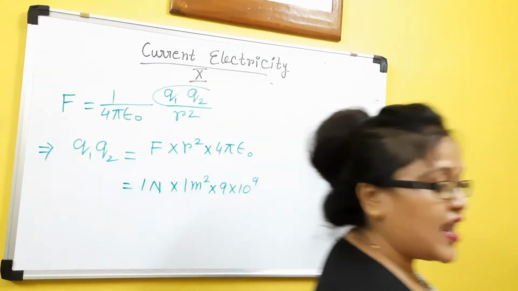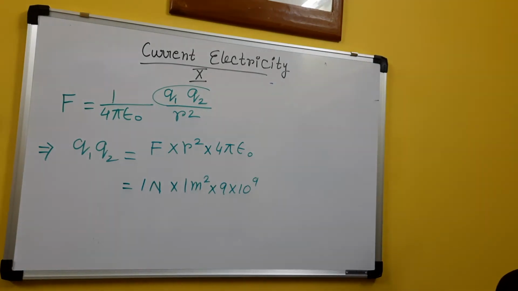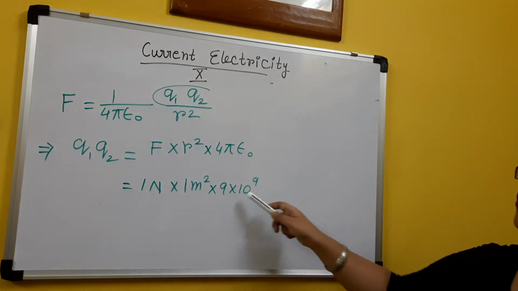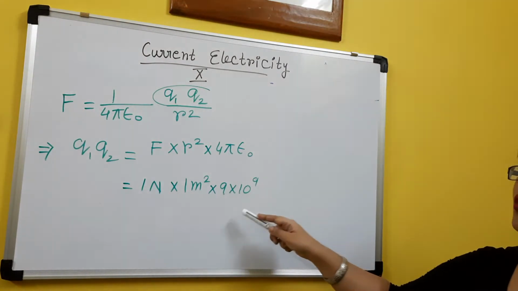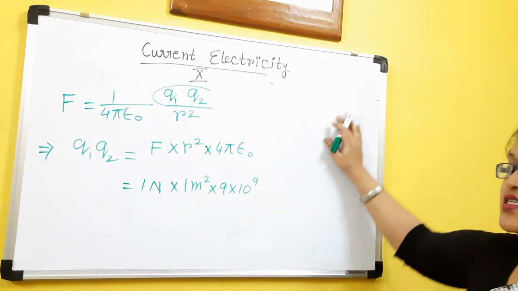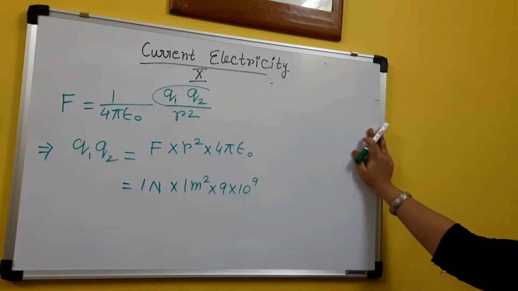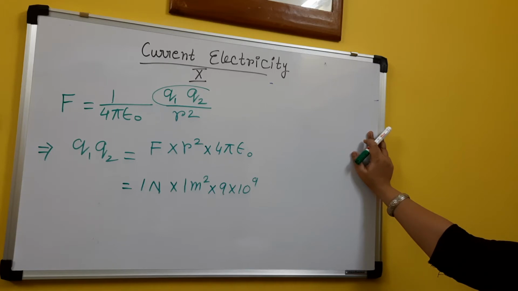So 1 Coulomb is that quantity of charge which, when placed 1 meter away from another equal charge, experiences a repulsive force of 9 into 10 to the power 9 Newton. Clear? So that is the 1 Coulomb charge. If you keep two such charges 1 meter apart from one another, the repulsive force between them will be 9 into 10 to the power 9 Newton. Clear? So that is 1 Coulomb charge.